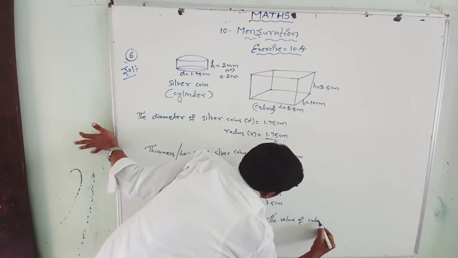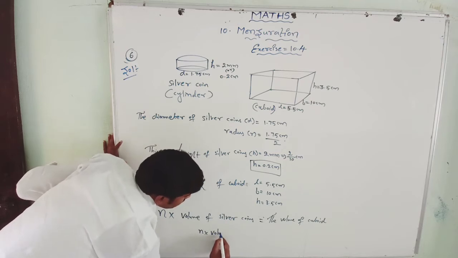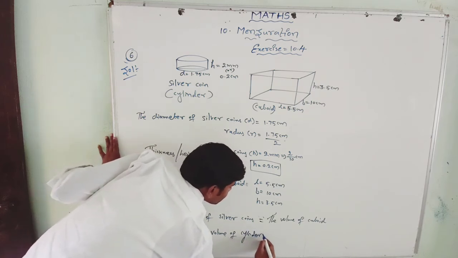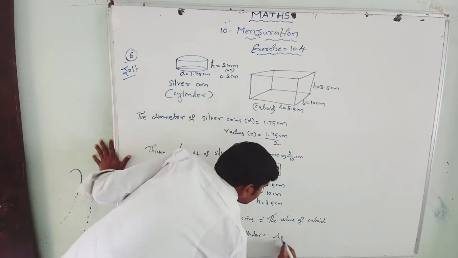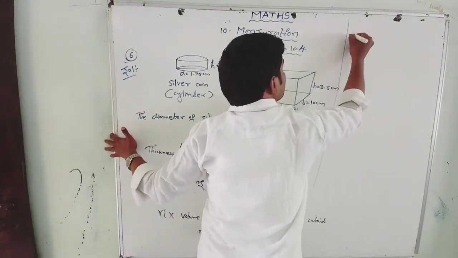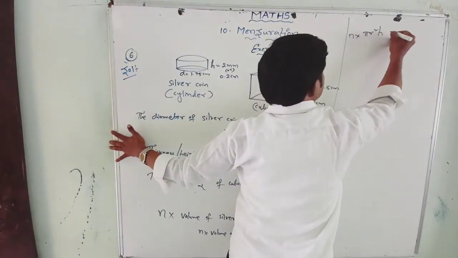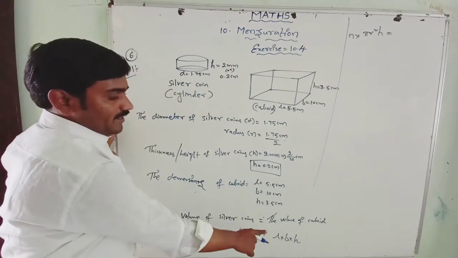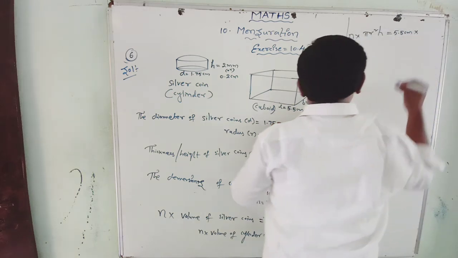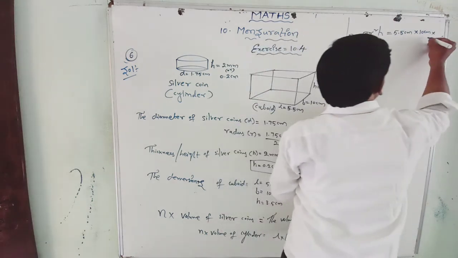n into the volume of a silver coin, which is a cylinder, is equal to the volume of the cuboid, with formula L into B into H. So let us substitute the values. n into the volume of the cylinder, formula pi r square h, equals L into B into H, which is already given: 5.5 centimeters into 10 centimeters, the breadth, into 3.5 centimeters.